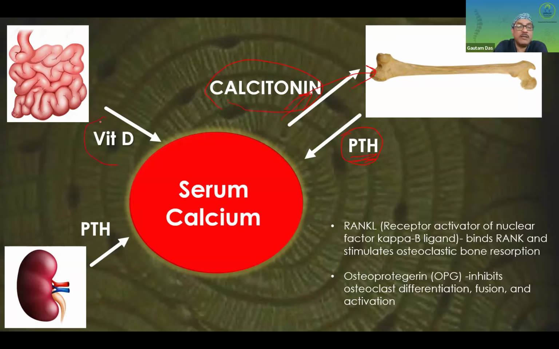Now, what is the role of vitamin D? To be very precise, it's not just vitamin D, it is the activated vitamin D. That means 1,25 dihydroxycholecalciferol. It has been hydroxylated at the kidney and liver. Then it is active vitamin D, and it causes absorption of the calcium from the gut into the blood. So that also increases the calcium level. And then parathyroid also acts on the kidney, where it acts on the reabsorption of the calcium. So that is how it also raises calcium level.